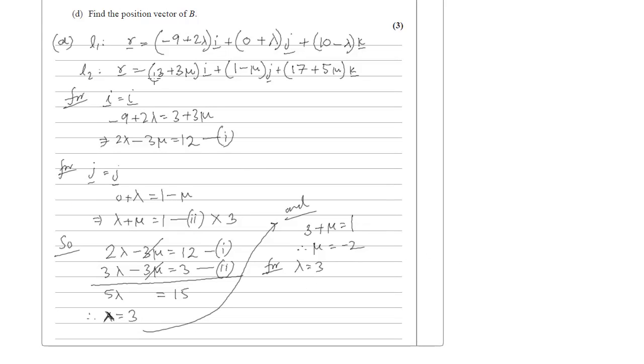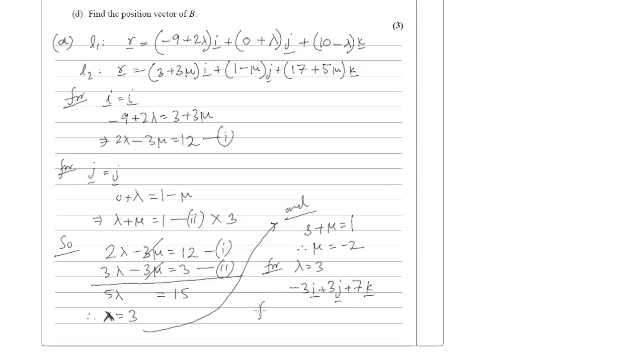So for lambda equals 3, I can write minus 9 plus 2 lambda, which means 2 times 3 is 6. 6 minus 9 is minus 3. So this is going to be minus 3i. The next one is going to be 3, so plus 3j. The next one is going to be 10 minus lambda, so 10 minus 3 is 7. So plus 7k. So lambda equals 3 gives minus 3i plus 3j plus 7k.